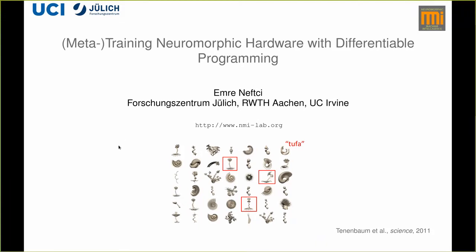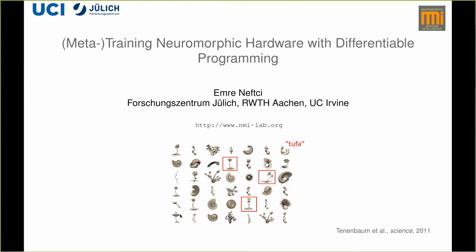So let me start again just from this figure here. This is a cool experiment by Josh Tenenbaum that he used at some point in one of his own talks, which illustrates how quickly we as humans can learn new concepts. So here, for example, if I tell you that you have these three objects, they are of the same class and I call them tufa, and I ask you to find the other tufas, you will have no trouble in finding them. So here, here, here, and so on.